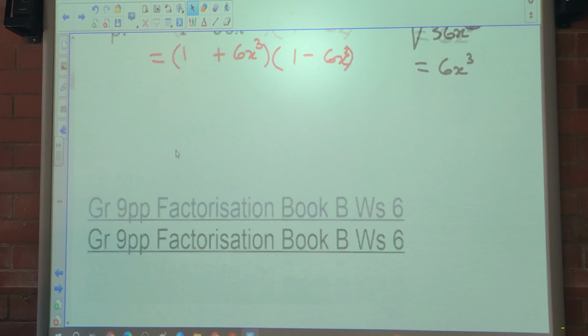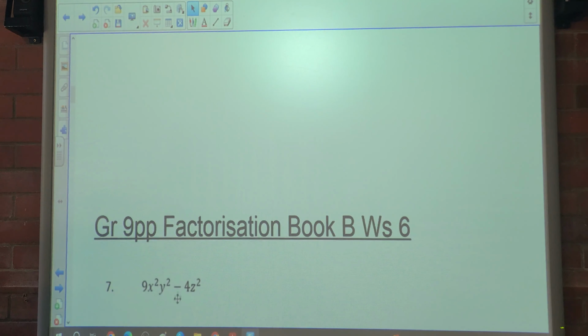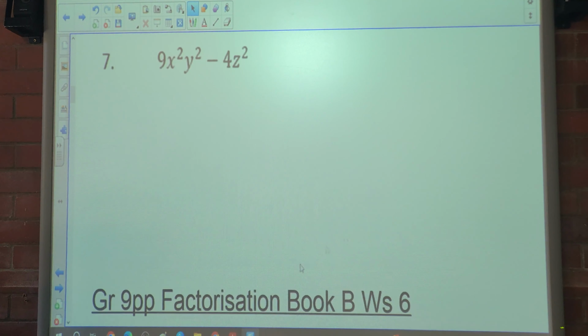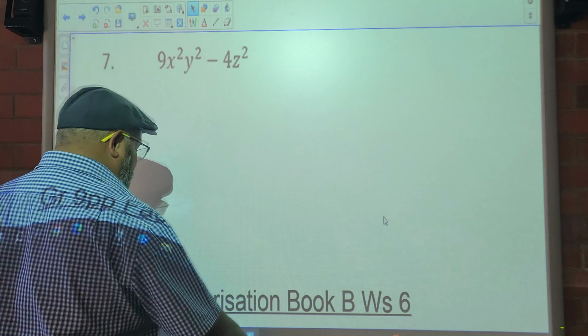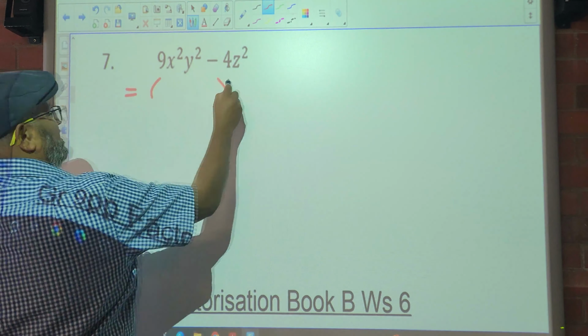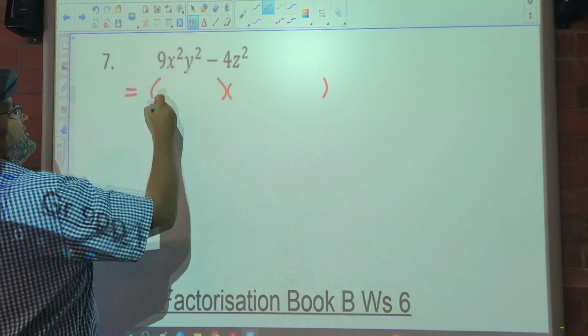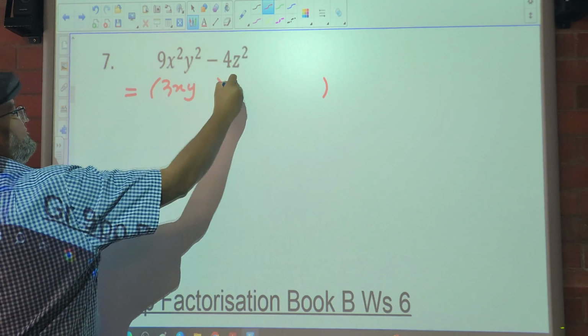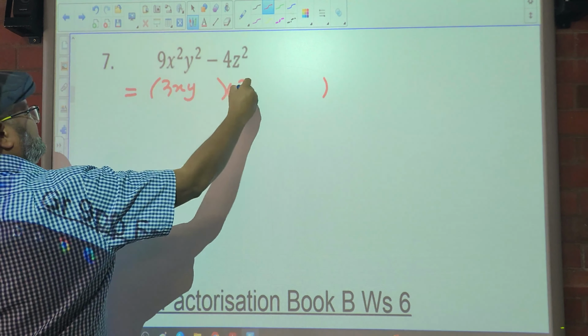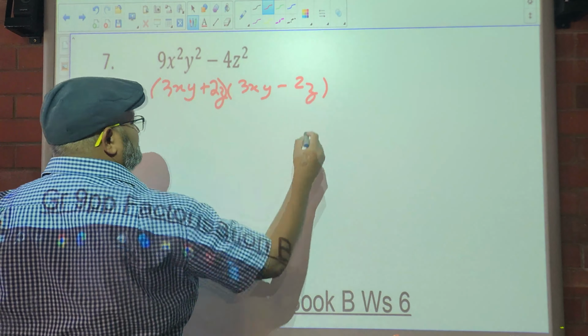Let's look at number 7. Number 7, we've got 9x squared y squared minus 4z squared. Are they two terms? Yes. Are they both perfect squares? Yes. What's the square root of 9x squared y squared? 3xy. One plus the other, minus. What's the square root of 4z squared? 2z. Okay.